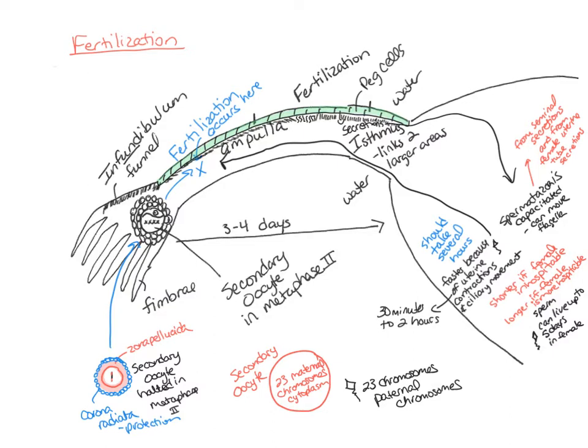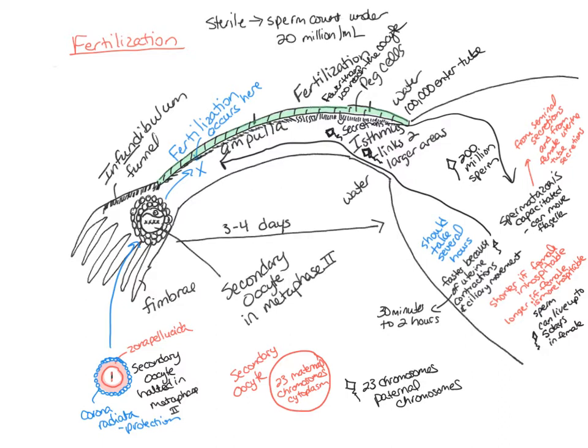Of 200 million sperm from one ejaculation, only about 100,000 of them will enter the uterine tube, and fewer than 100 of them will reach the isthmus. A sperm count that's below 20 million per milliliter is considered sterile. Only one sperm is needed to fertilize an oocyte, but dozens are required for successful fertilization to occur.